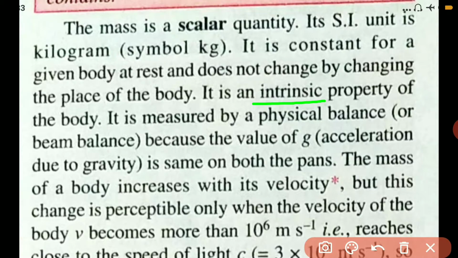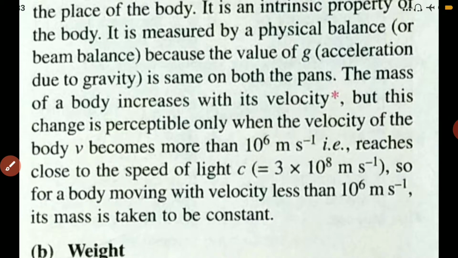The mass of a body increases with its velocity, but this change is perceptible only when the velocity of the body v becomes more than 10 to the power 6 meter per second. This thing also has been discussed in the linear momentum. So now, that is, when it reaches close to the speed of light. So for a body moving with the velocity less than 10 to the power 6 meter per second, its mass is taken to be constant.